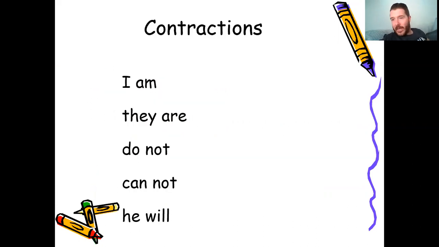So here's some words that we contract quite regularly. I am, they are, do not, cannot, he will. So I am becomes I'm. Can you see that red apostrophe? So we've popped out the A, we've squashed the word together, and we've put the apostrophe to show where the letters have been taken away.